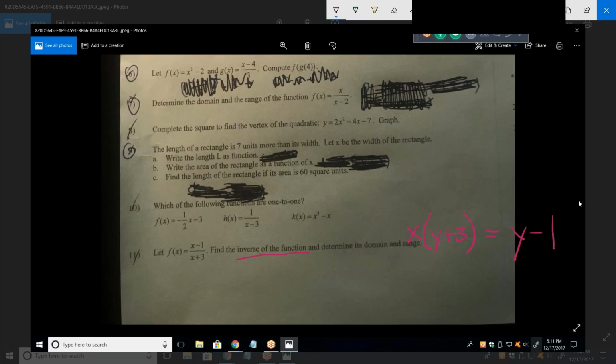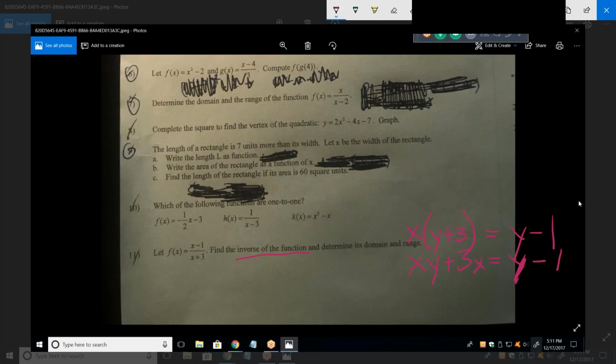Whereas if I distribute, now I've got xy plus 3x equals y minus 1. I feel like I'm writing in molasses here. In other words, when I write, it's showing it about a half second later. Okay, now I'm trying to solve for y. What's the next line?